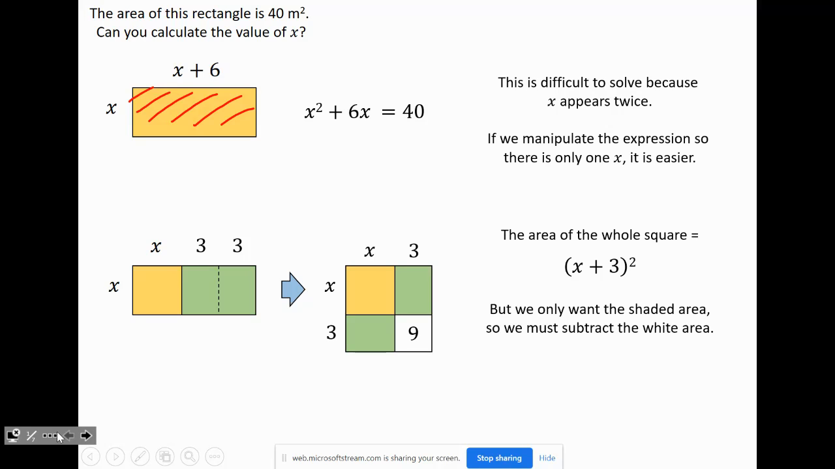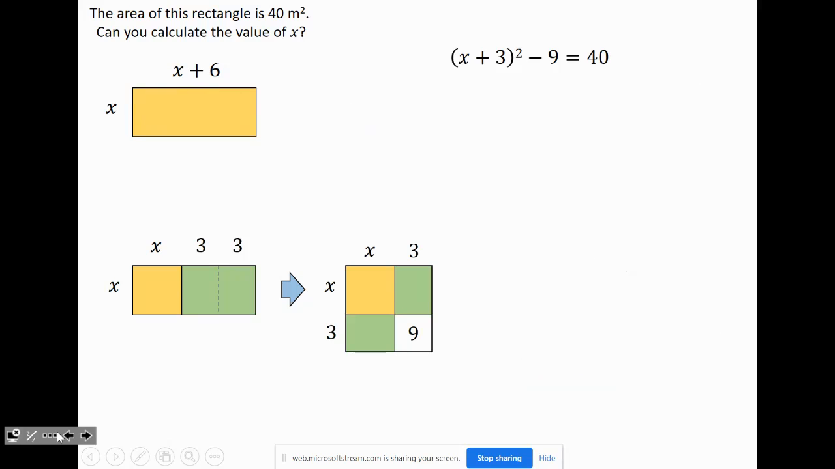So what we're saying then is that x squared plus 6x equals 40 is the same as (x plus 3) all squared take away 9 equals 40. What we've done is replaced x squared plus 6x with (x plus 3) all squared take away 9, just written in a different way, using the diagram of the square rather than the rectangle. And we could solve this, like I said on the previous slide, without using a calculator.